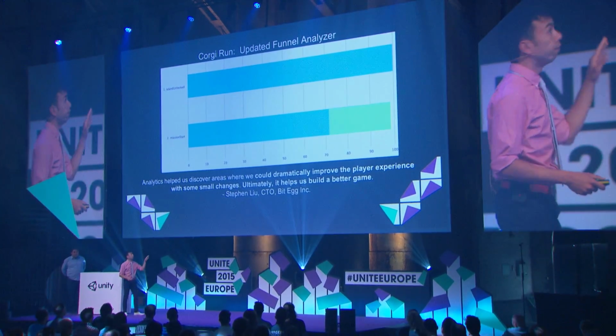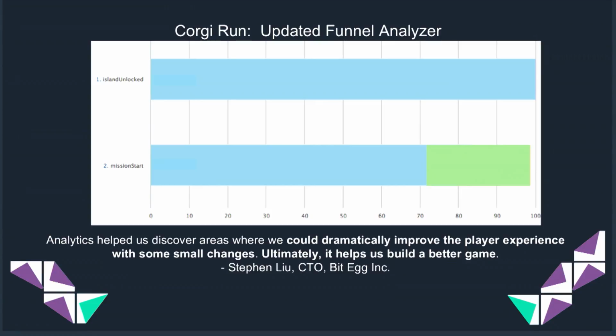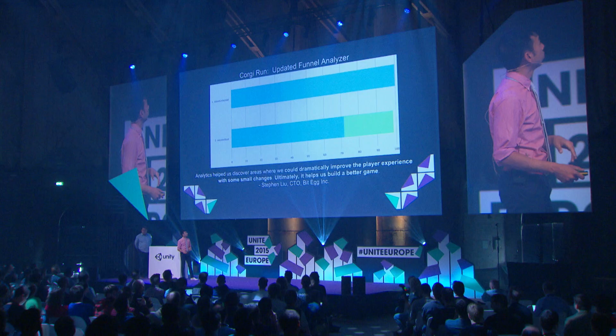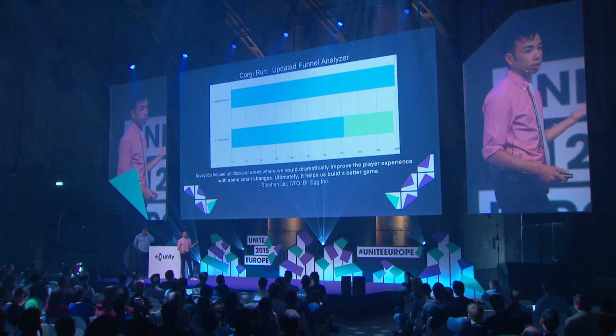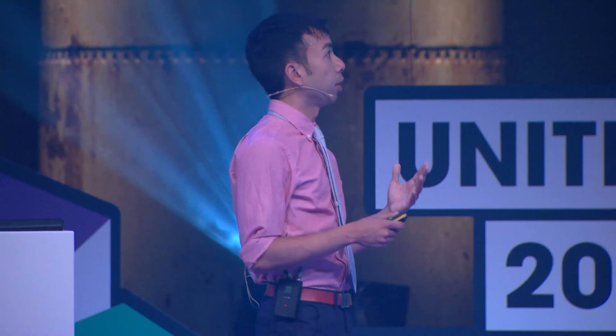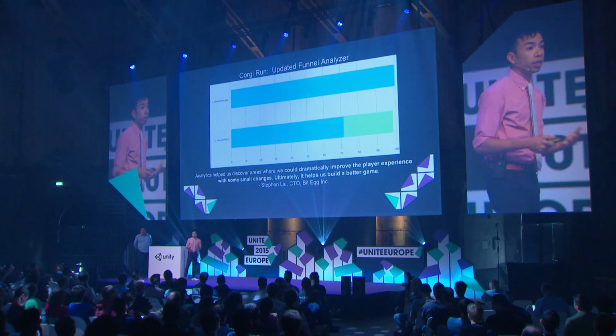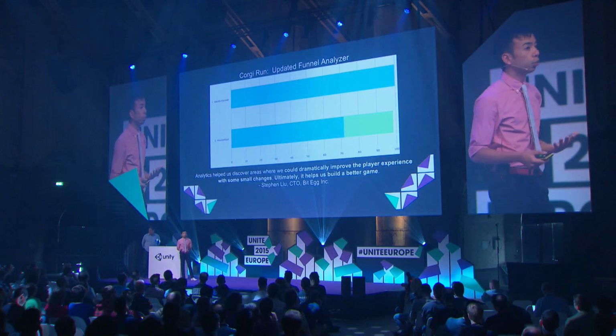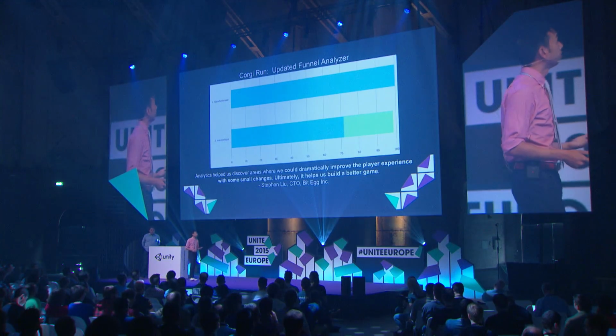So this is the updated funnel analyzer, and right now we're focusing on just the first two steps. That green bar represents the difference in conversion that they were able to achieve by making that slight gameplay difference. Whereas before they had about a 70% conversion, now they have closer to 98, 99% conversion. So this goes to show you how small details, like making it so players can't wander around the map, can lead to really big changes in increasing your players' engagement and overall retention.